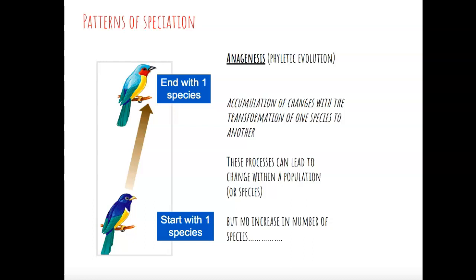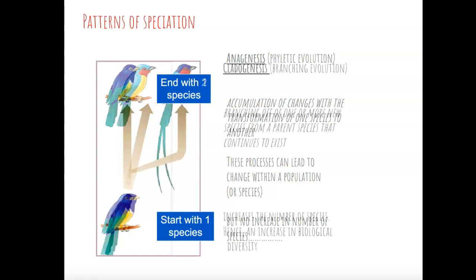So that one is usually pretty easy to understand. We have one species, it goes through changes, its environment selects for certain things, and we end up with a completely different species that would, if they occurred together, be unable to reproduce with that original species.